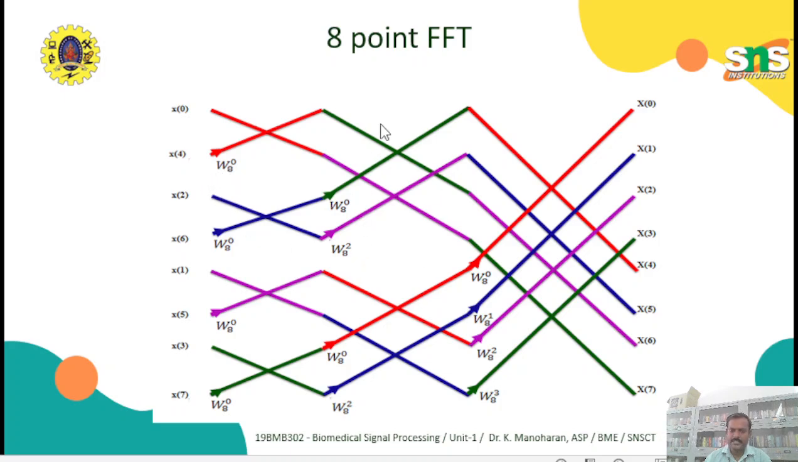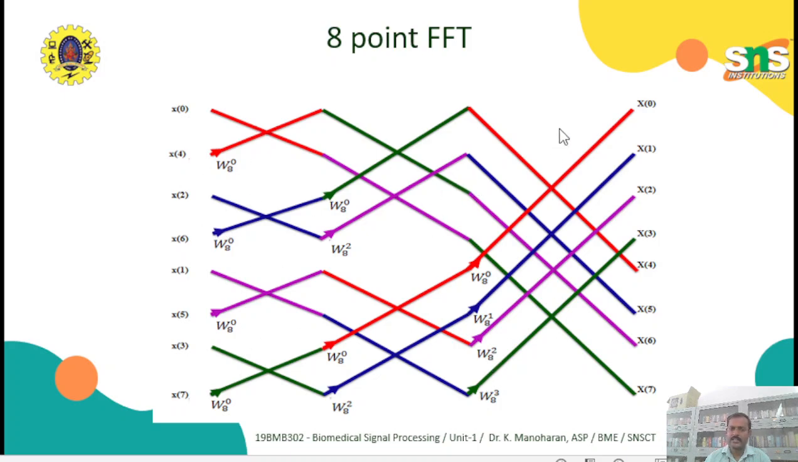Look at this second stage, it consists of 4 butterflies. So these 2 butterflies and then these 2 butterflies. So these 2 butterflies, the twiddle factors are W8^0 and W8^2. Here also same, that is W8^0 and W8^2. Look at this last stage, we have 4 butterflies. The twiddle factors will be entirely different. This is W8^0, W8^1, W8^2 and W8^3. So these are the twiddle factors for each of the butterflies.